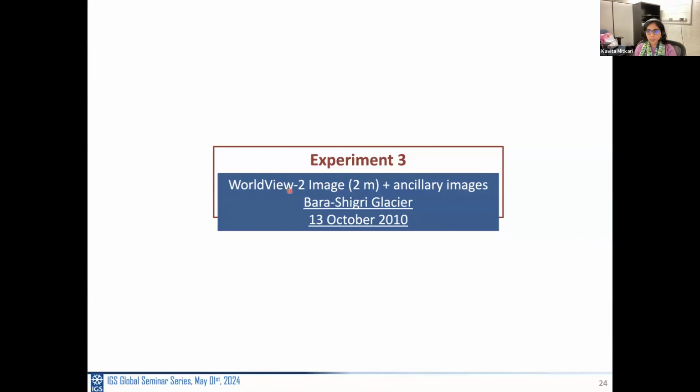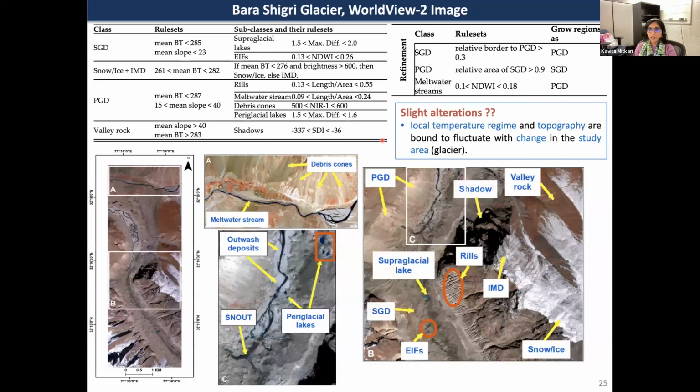Then coming to experiment 3, I have considered the Bada Shigri Glacier, keeping the data set the same. However, since the study area is changing here, the brightness temperature and the slope information will definitely change. And therefore some of the rule sets, for example, pertaining to the SGD and the PGD, the Valley Rock and Snow Ice and IMD, which are particularly based on the ancillary information, needed to be modified here.